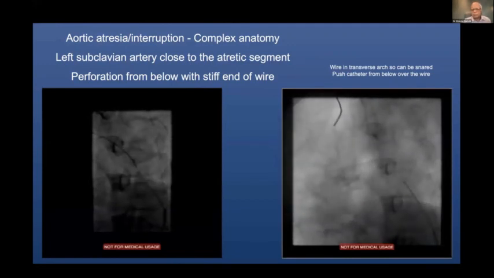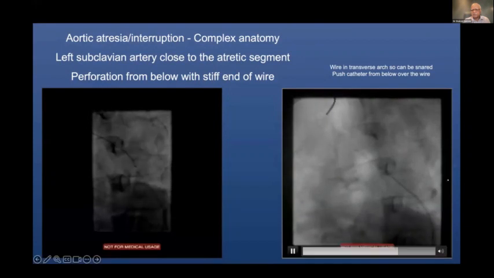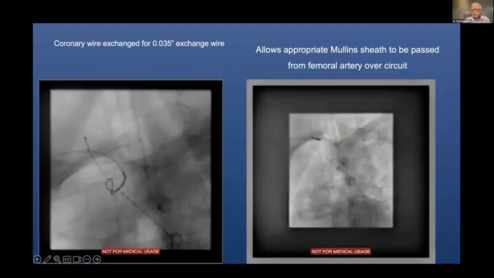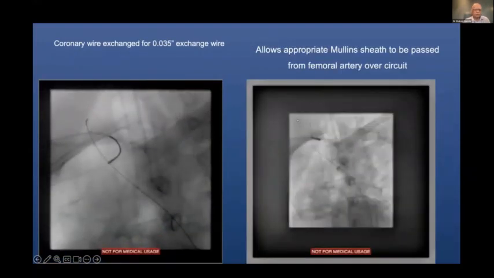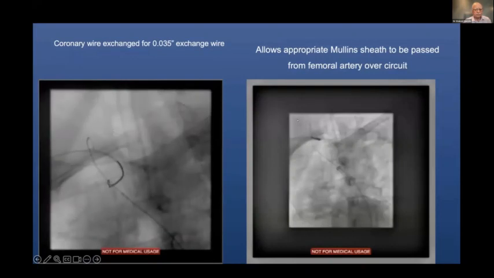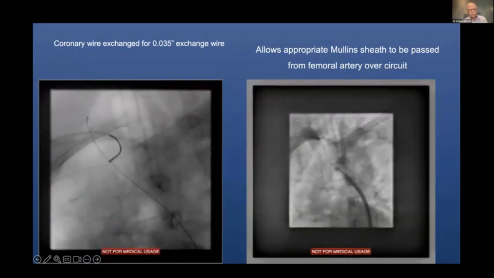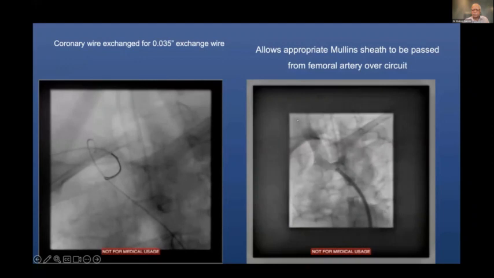Here, from the bottom, from the descending aorta, the stiff end of the wire was pushed into the transverse arch, and you can see that we've snared it. That allows the catheter to be pulled through. Then you can swap the guide wire over for a 035. That allows you to push the sheath through.